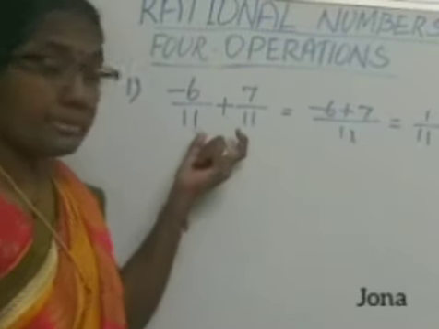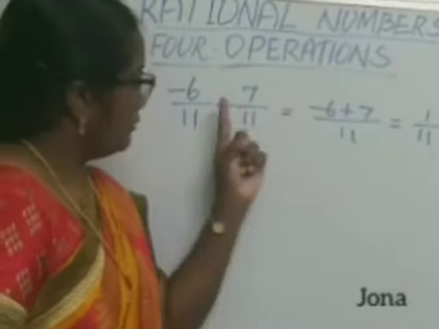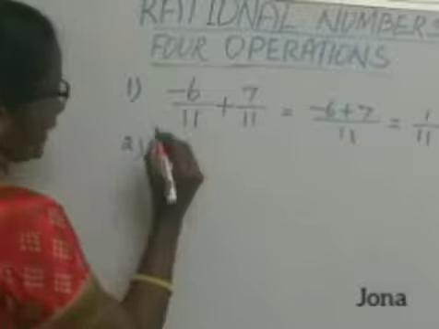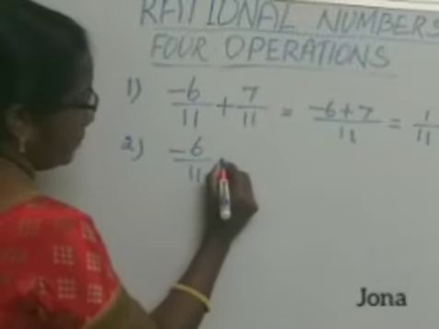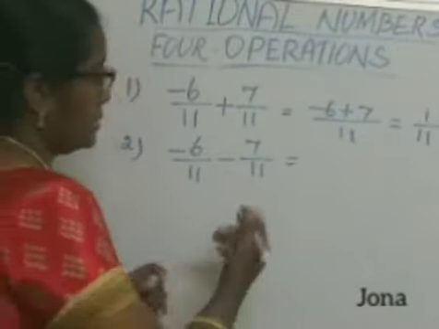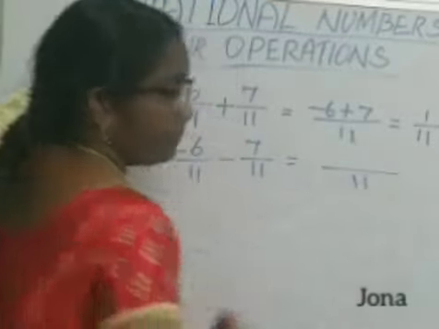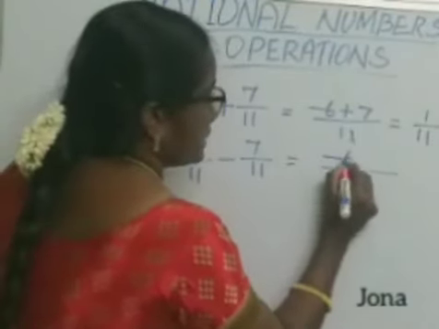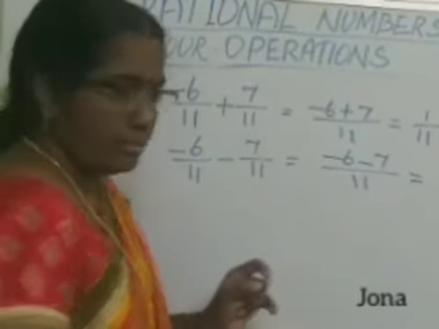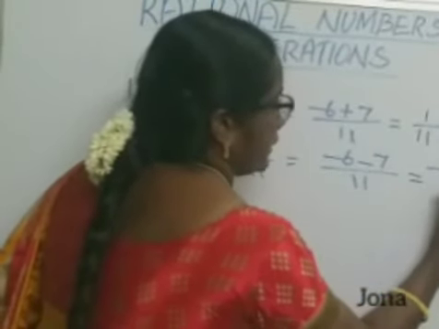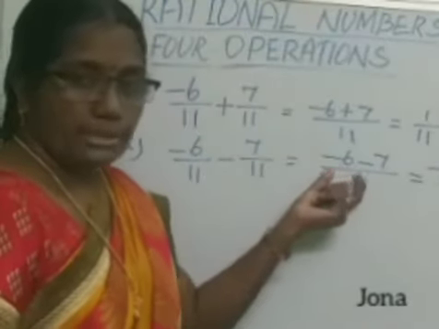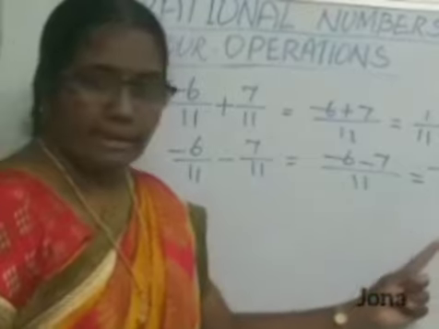If the denominators are the same and it is addition, we put the addition symbol. Suppose it is a subtraction: minus 6 by 11 minus 7 by 11. The denominators are the same, so we take 11 and in the numerator minus 6, here we have a minus symbol, so minus 7. The answer will be minus 13 by 11, because we have the same symbols there. So add the numbers and put the same symbol: minus 13 by 11.